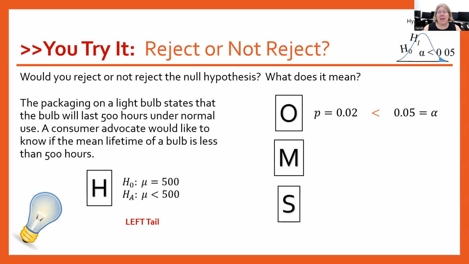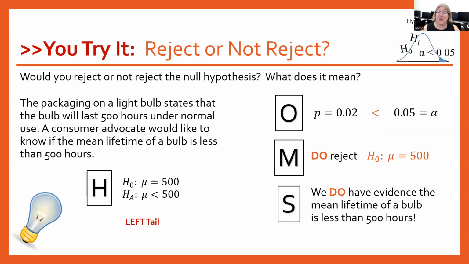And then if our p-value is 2% and our alpha is 5%, that means p is smaller. So there's this saying, if p is low, the null must go. If that helps you remember that, great. But essentially what we care about is that p is smaller than alpha. So we do reject the null hypothesis. And so what that means in context of this story is that we do have evidence the mean lifetime of a bulb is less than 500 hours.